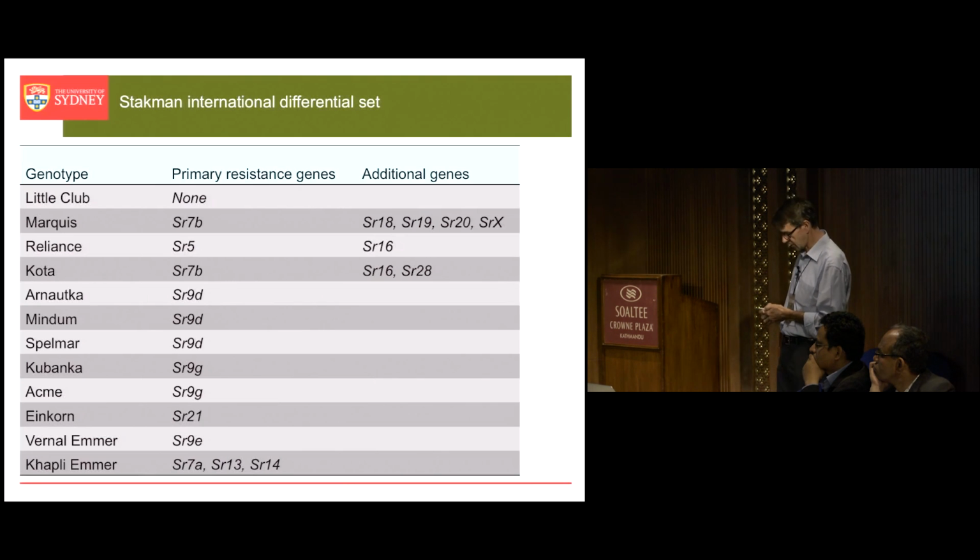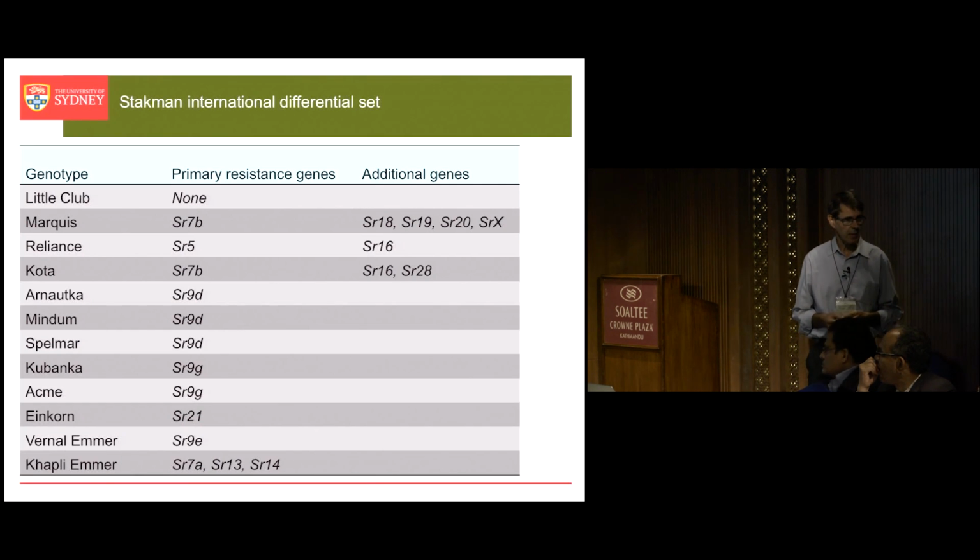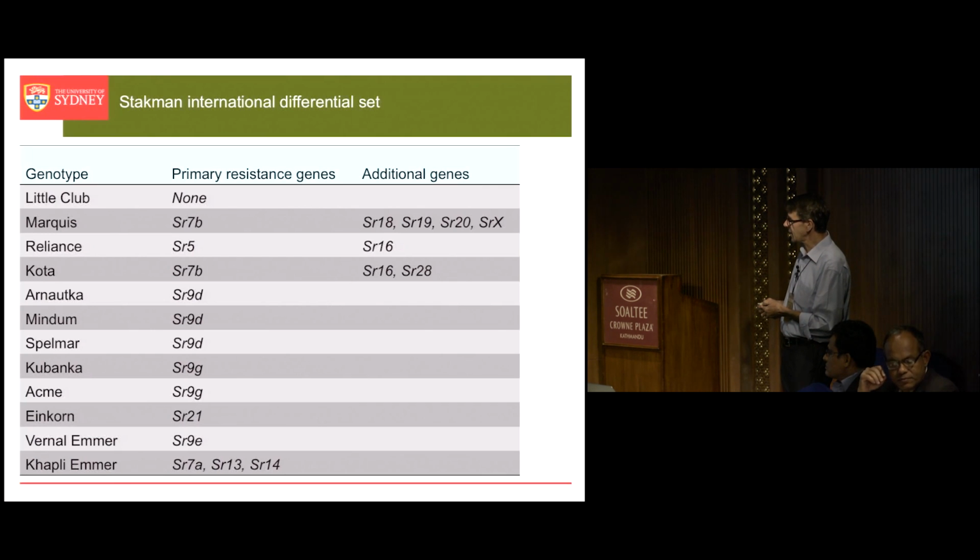Little Club, for instance, as far as we can tell, has no resistance gene to wheat stem rust. Marquis carries SR7b, but it also carries SR18, 19, 20 and SRX. So here you have a differential that we're using that carries 5 resistance genes. That makes it pretty tricky when you're working with it. But in Australia, we don't have any isolates that are avirulent on any of these genes.